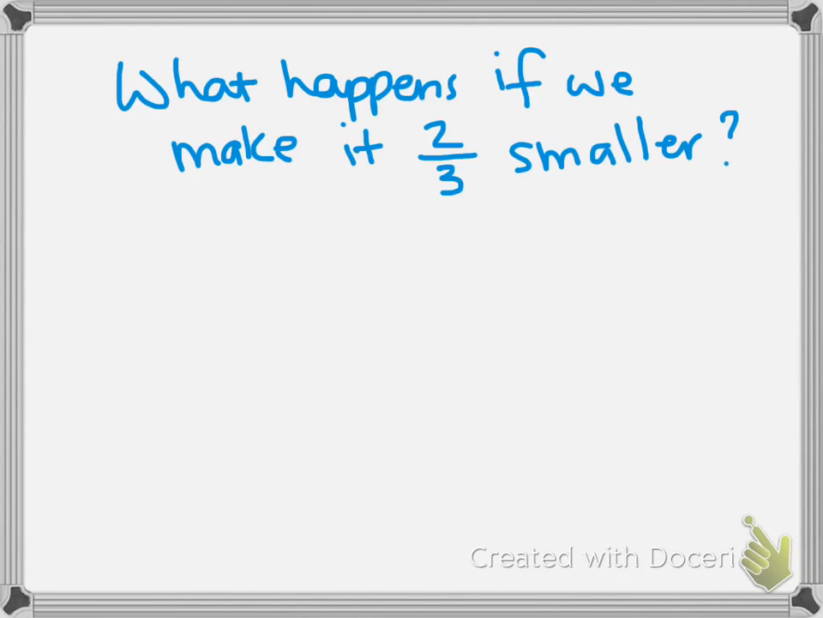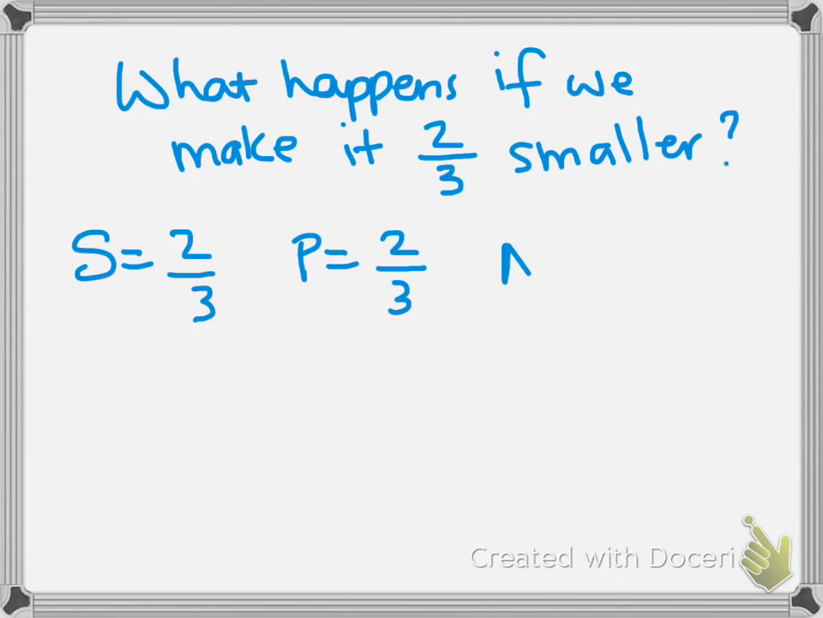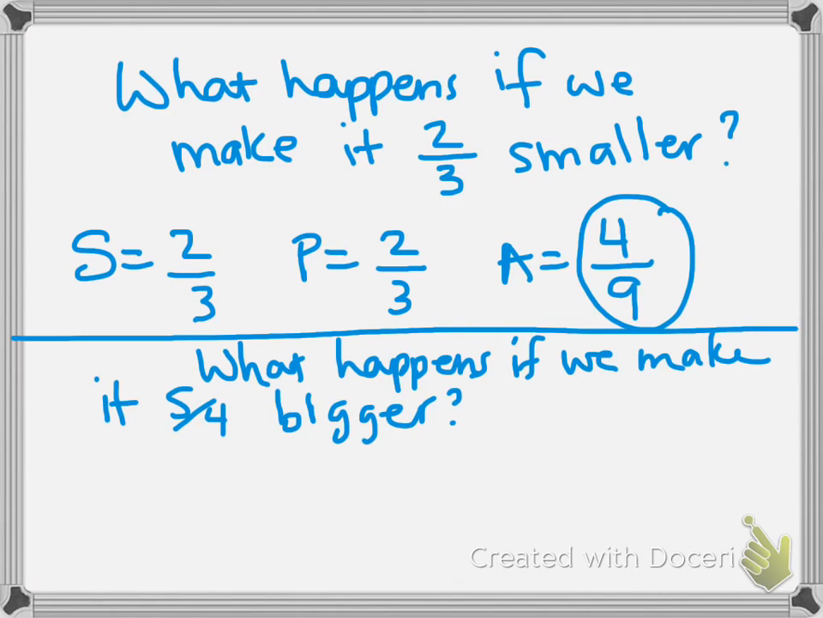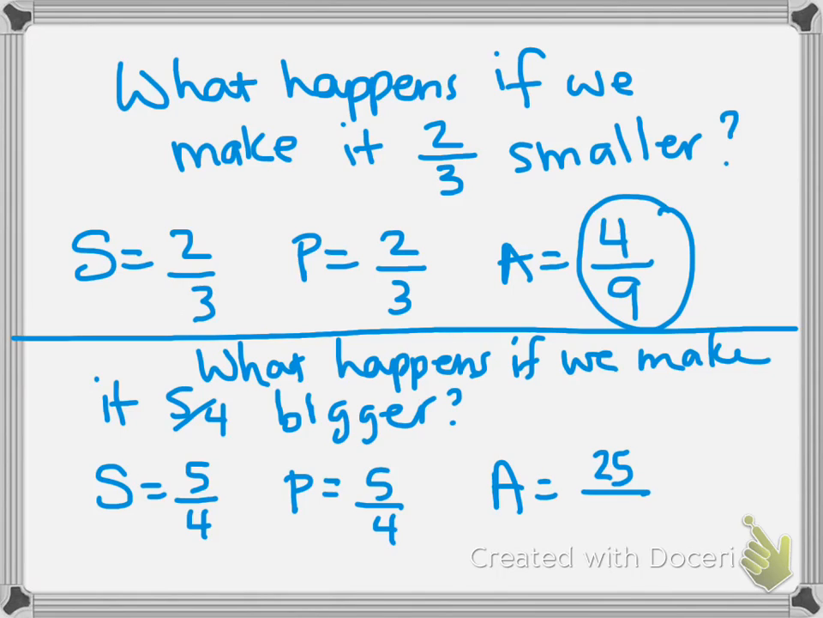Okay, what happens if we make it 2/3 smaller? So the side ratio would be 2 to 3. The perimeter ratio would be 2 to 3. And the area ratio is going to be 4 to 9. So this is still squared. Okay, what happens if we make it 5/4 bigger? The side ratio is going to be 5 over 4. The perimeter ratio is still going to be 5 over 4. And the area ratio is going to be 25 over 16. So it's the 5 squared and the 4 squared.